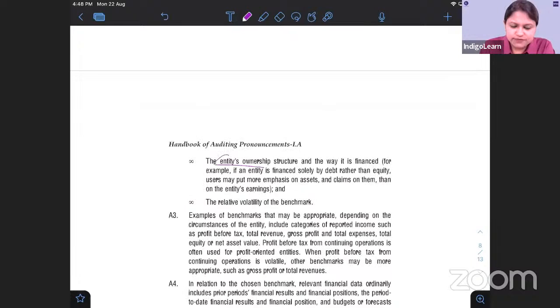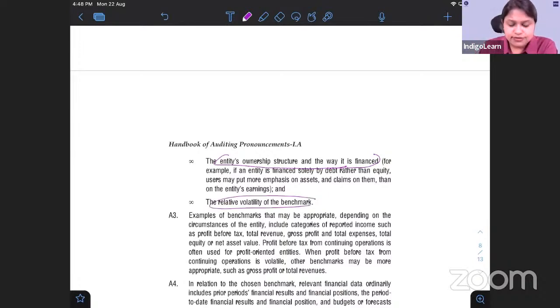Entity's ownership structure. If they are more of debtors, debt securities and all, then they'll be more concentrating on profit before tax rather than profit after tax, correct? So like that, you'll see the ownership structure. If equity shareholders, PAT; if other investors are there, then PBT also will become important. So depending upon that, you will consider.